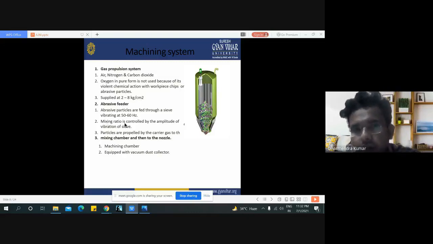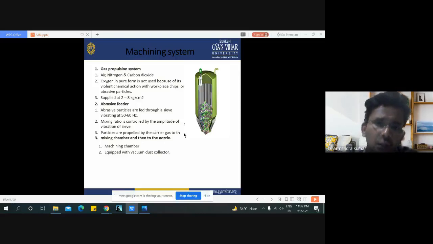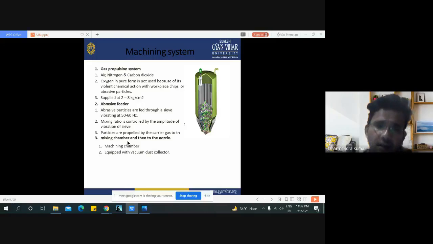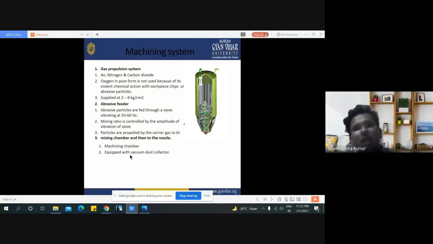Here is the function of the abrasive feeder, which is situated just above where mixing takes place. Abrasive particles are fed through a sieve vibrating at 50 to 60 hertz. The mixing ratio is controlled by the amplitude of vibration of the sieve. Particles are propelled by the carrier gas through the chamber. The mixing chamber is just below the abrasive feeder, equipped with a vacuum dust collector, and just above the magnetic shaker.